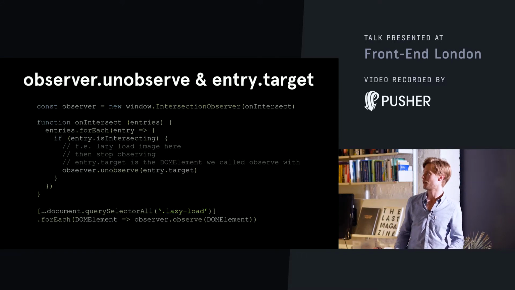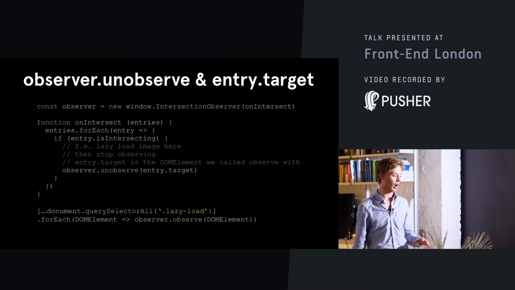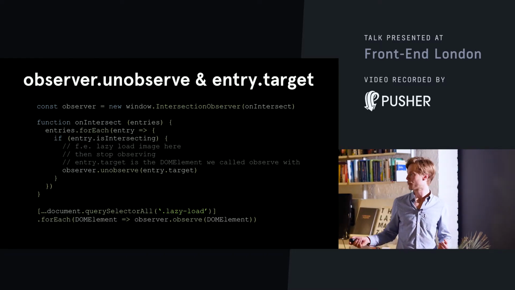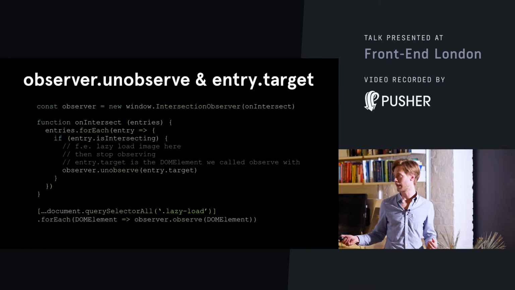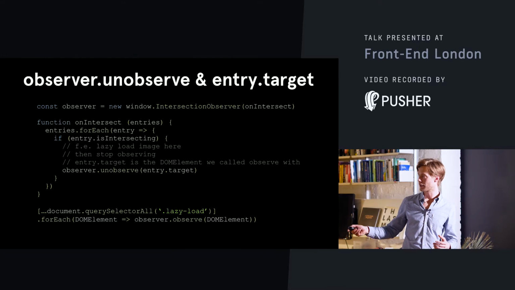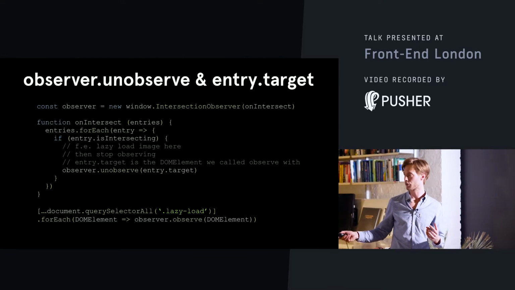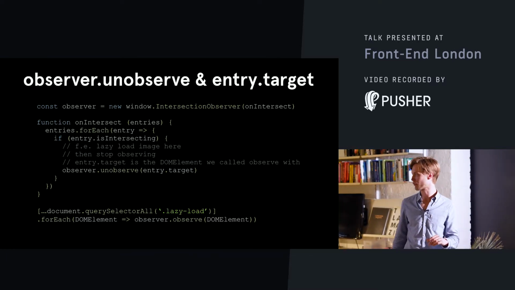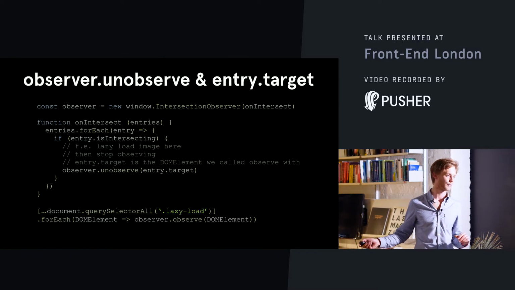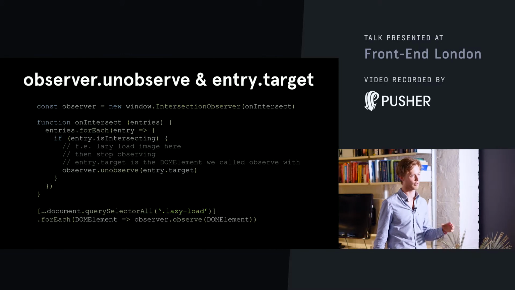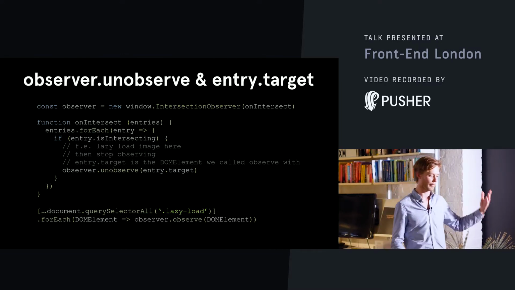To clean up our intersection observers after we're done with them, you can call observer.unobserve inside the callback. So in this example, let's say you're lazy loading some images. Once they come into view, you do some lazy load image logic. Then you stop observing them so the browser can free up that space and stop consuming resources for this. And you call unobserve with enter.target, which is the DOM element that we observed to begin with. So this will be your link or your div or whatever it is you passed in.